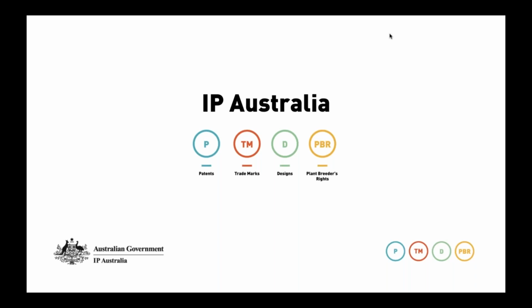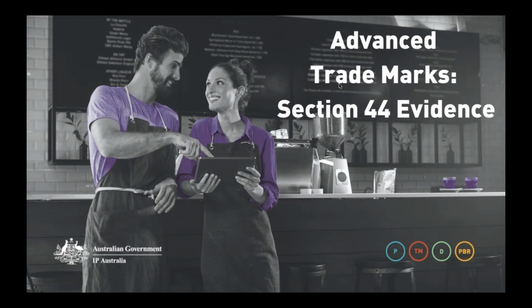Trademarks are the signs that you use to differentiate your products from those of your competitors. The specific focus of this webinar is providing evidence to overcome an issue with your trademark application, specifically an issue that has been raised under Section 44 of the Trademarks Act. If you have already submitted your application and received an adverse report that mentions Section 44, this is the webinar for you. Today's webinar is not an introductory session.